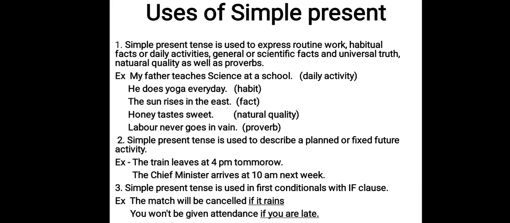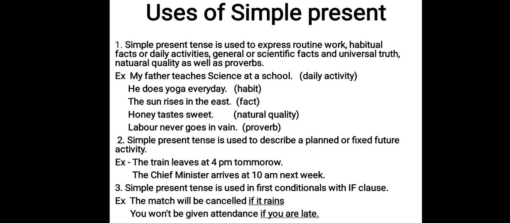The third important use of simple present tense is in conditional sentences. We have learned three kinds of conditionals: first conditional, second conditional, and third conditional. First conditional expresses the possibility that is likely to happen. It has two clauses, one is if clause and the other is main clause. The if clause in first conditional is always written in simple present.